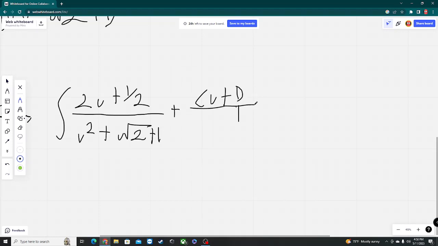D over u squared, u square root 2. And now we have, actually no, whoa, almost forgot. This is the conjugate, so u minus square root 2 plus 1, that should be it. Don't forget the du.